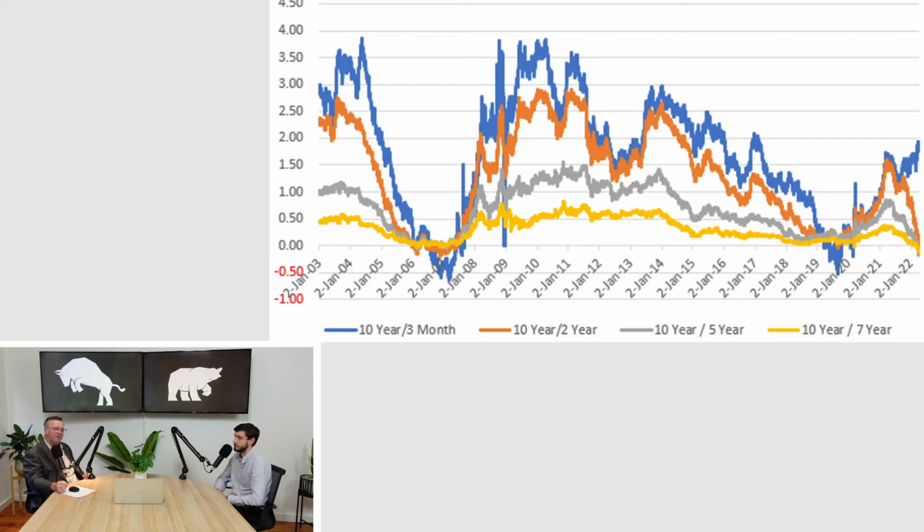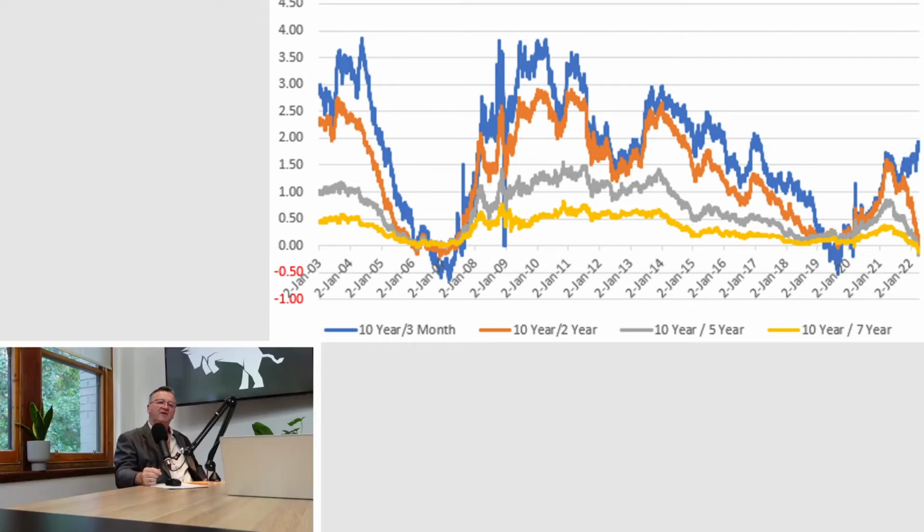The reason that blue line is still high is because rates are 0.3, but as soon as the 0.3 rate goes up to nearly 3%, the cash rate will be higher than the 10-year rate, so that will invert as well. Absolutely.